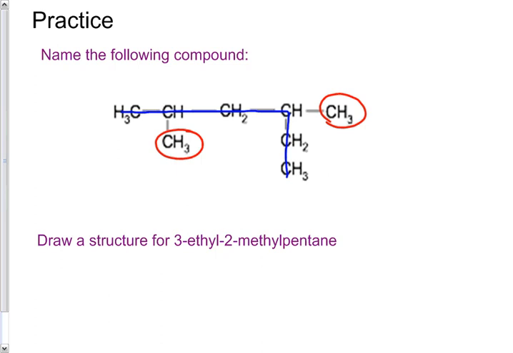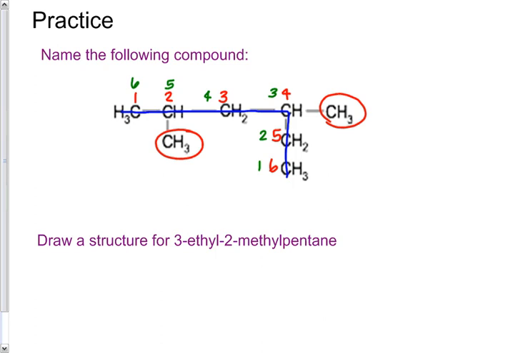Now, you want to number the parent chain so that those substituents have the lowest possible number. You can always start at one end. One possible naming system would be to call this carbon number 1, 2, 3, 4, 5, and 6. And the opposite possibility would be to call this one 1, 2, 3, 4, 5, and 6.